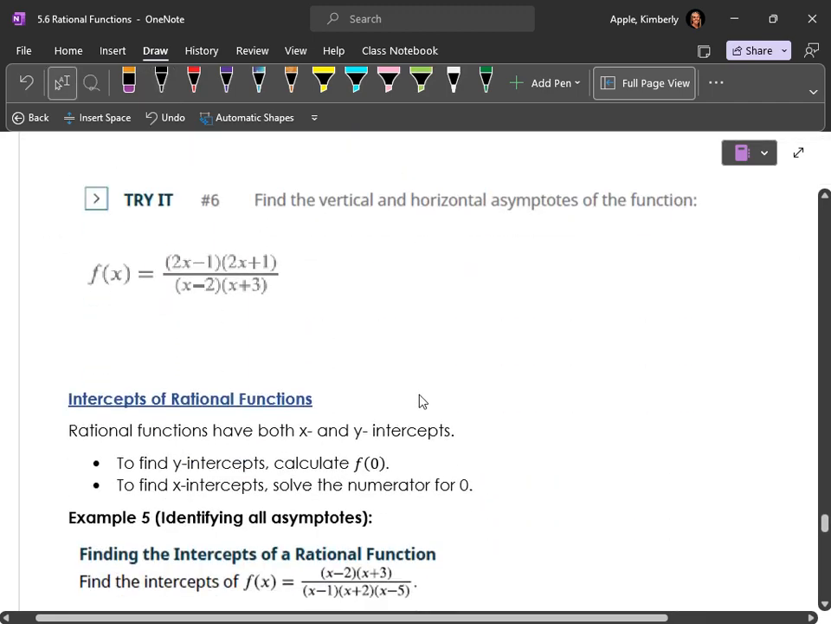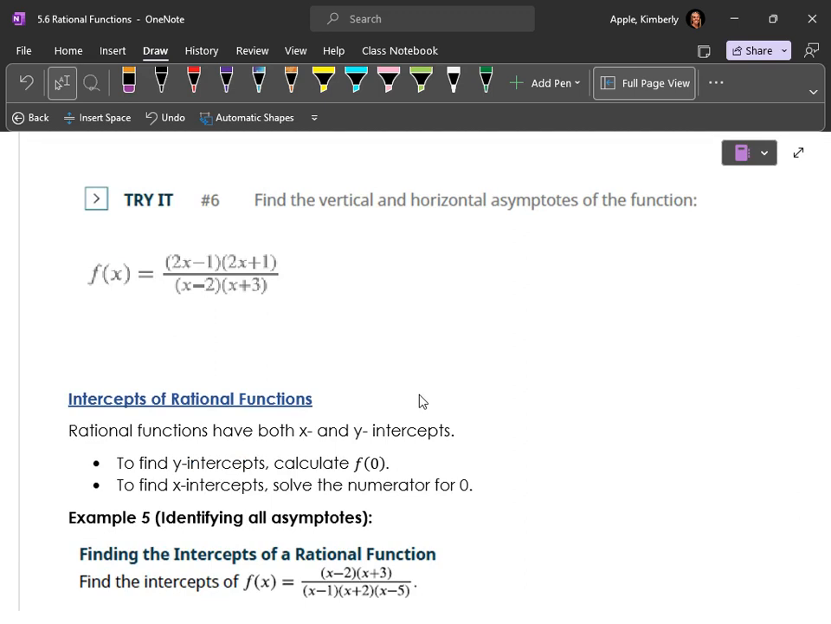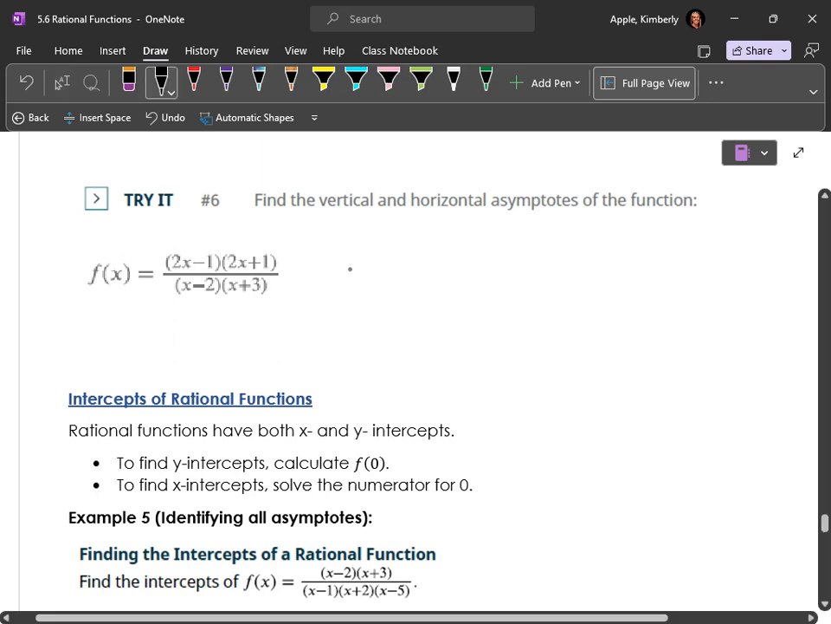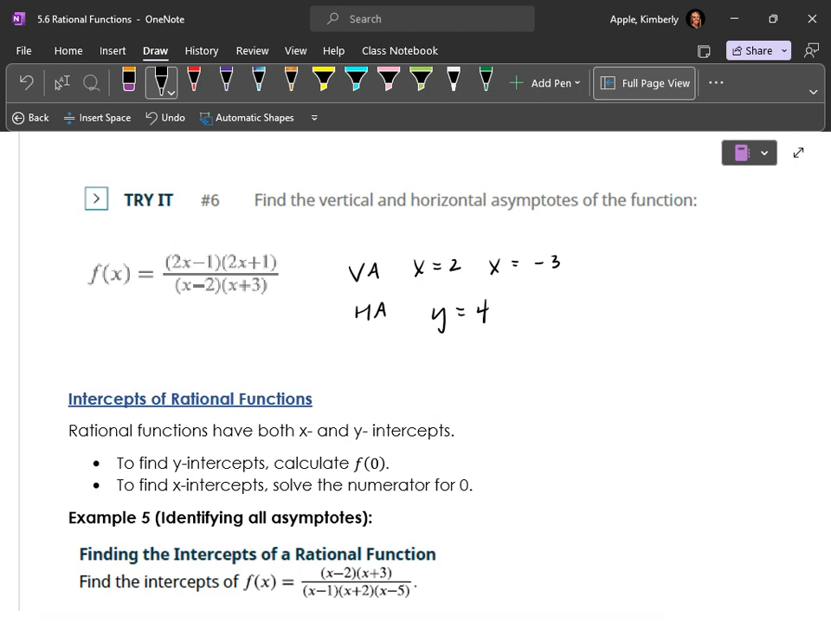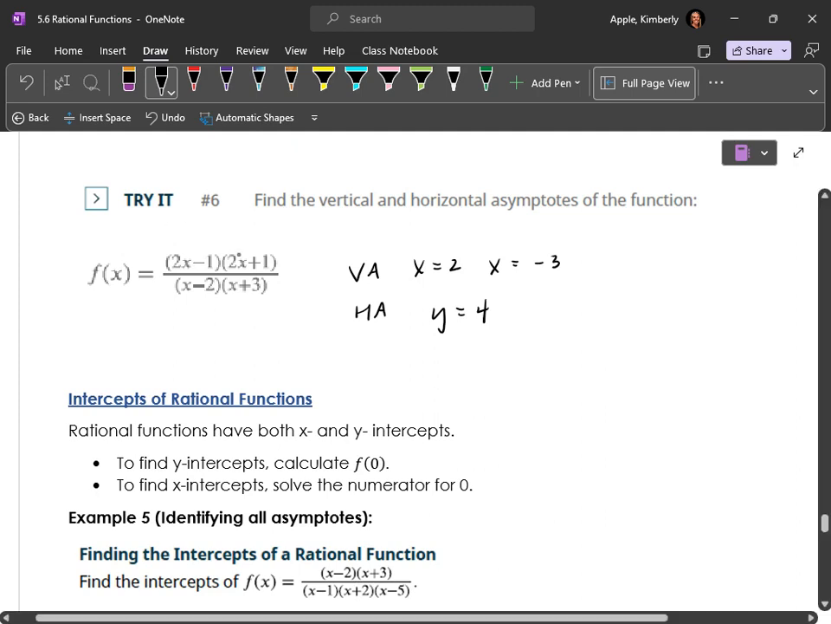If you want to give it a try, locate all vertical and horizontal asymptotes of this example. And you'd find that your vertical asymptotes are located at x equals 2, x equals -3, and that there is a horizontal asymptote located at y equals 4. By taking the ratio of the leading coefficients. Of course, you'd have to multiply that out to kind of see that. So you'd need to FOIL out these two things on the top and the bottom in order to get that.